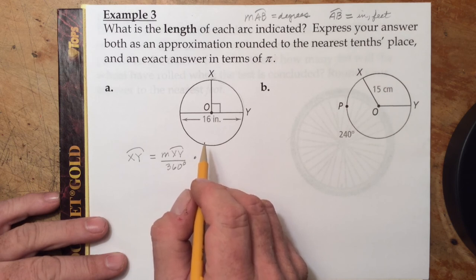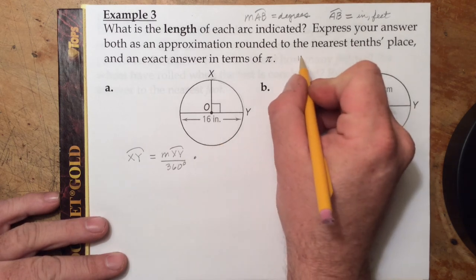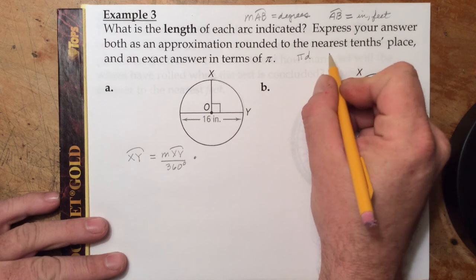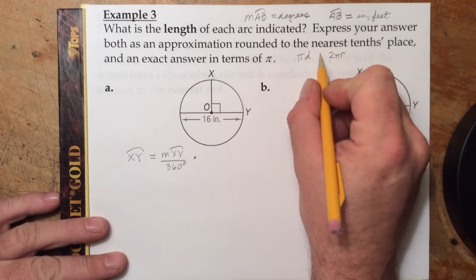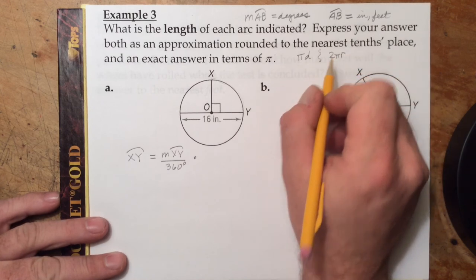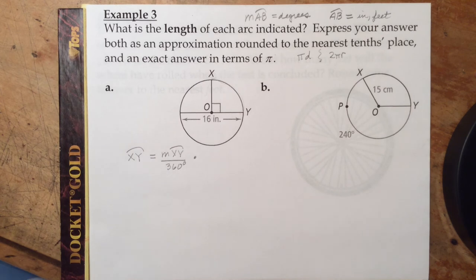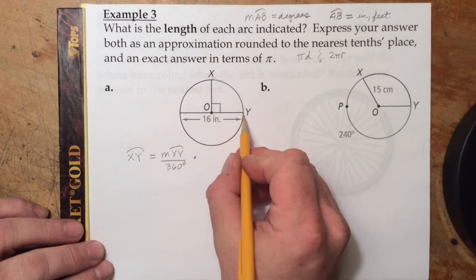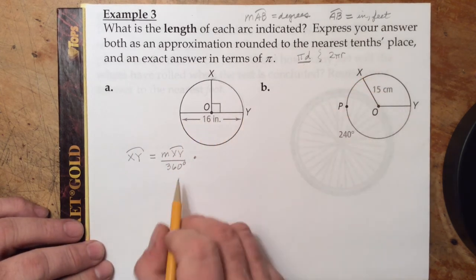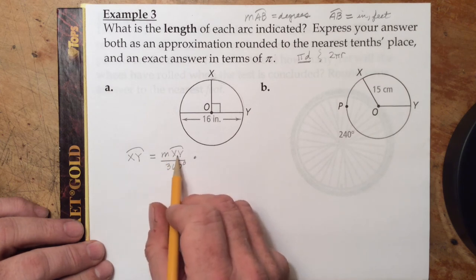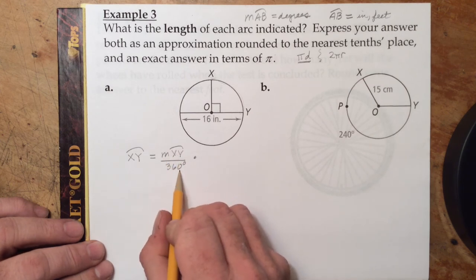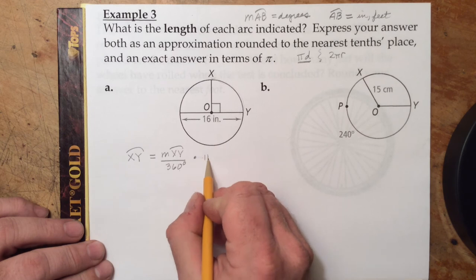Well, there's two formulas for circumference. There's pi d for circumference, and there's also 2 pi r. You will use the one that's most convenient in this particular problem situation. So in this one, since we're given the diameter, we're going to use this one. So we multiply this ratio of the measure of the arc out of 360 times pi d.